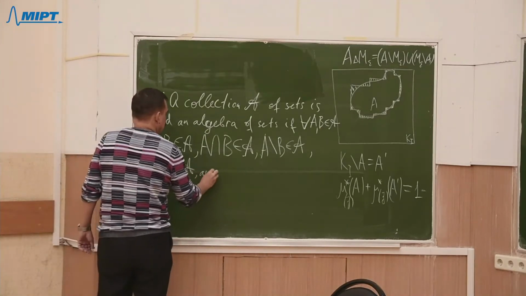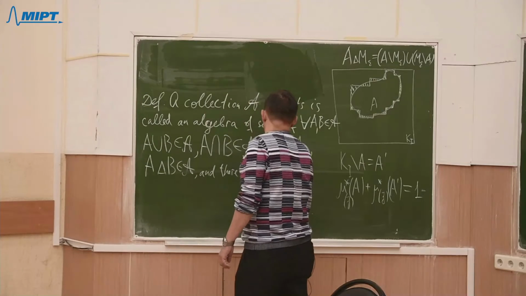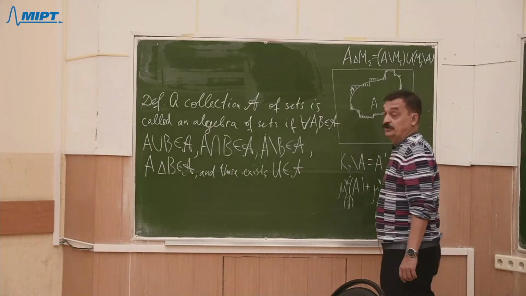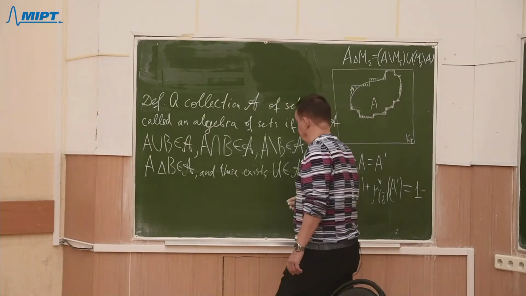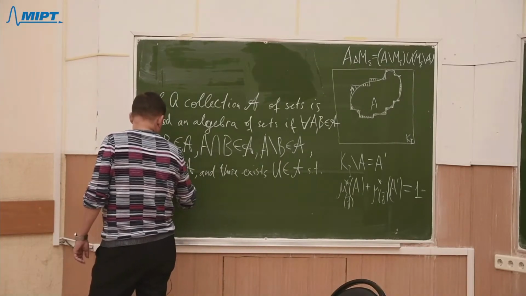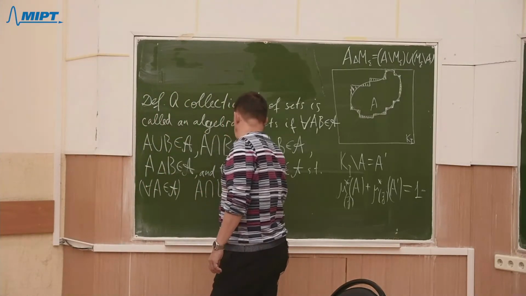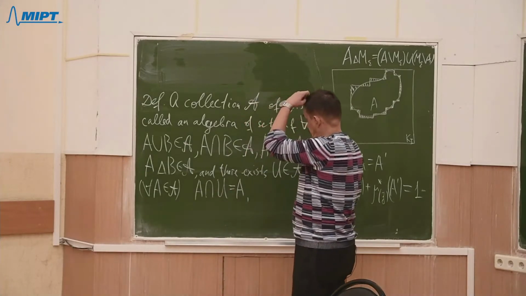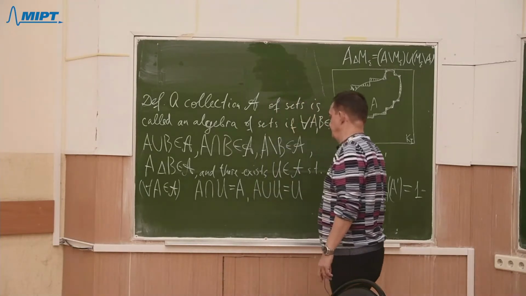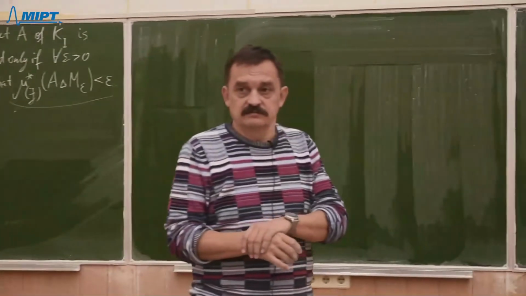And there exists U in A, called the universal set or unit, such that for arbitrary A in A, A intersected with U is in A, and A union with U is U. So U is the maximum set.